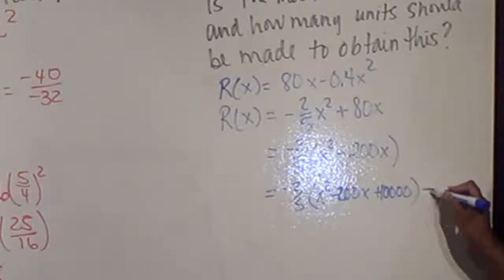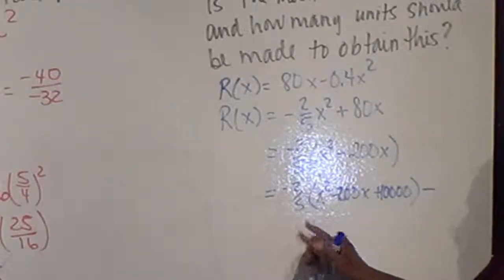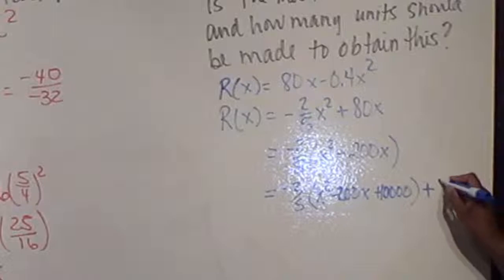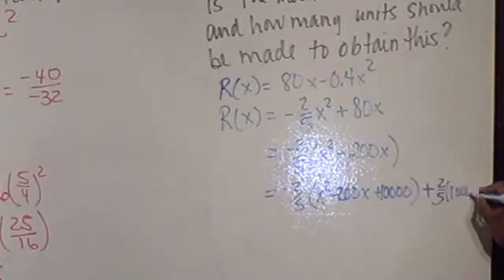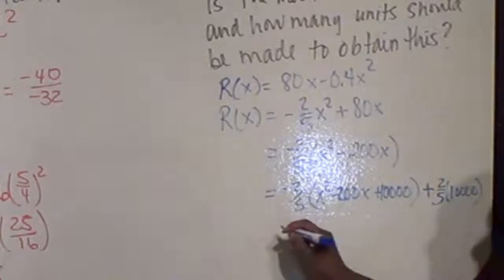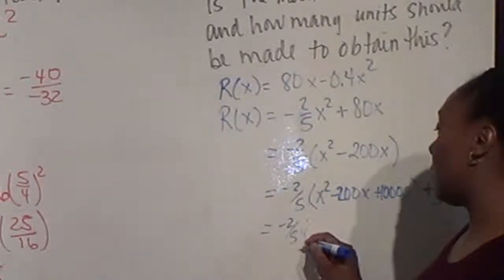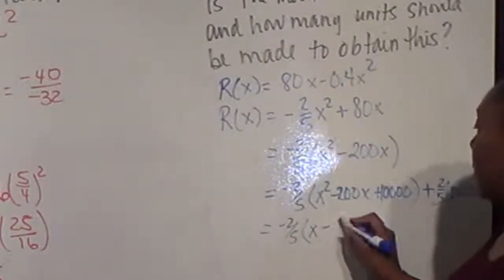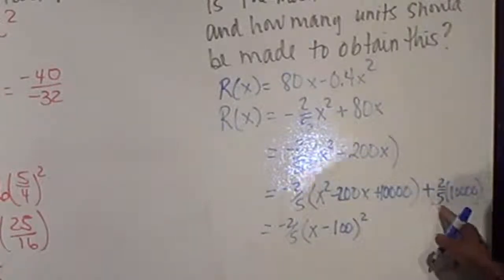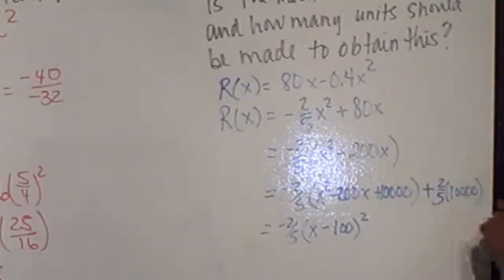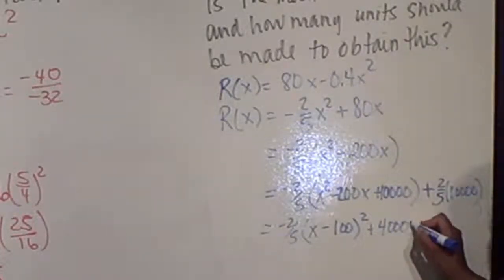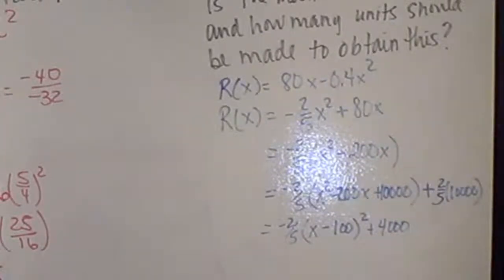And again, up here, because I've added 10,000 times the negative 2/5, I'm going to need to add 10,000 times 2/5. So negative 2/5. Here I'm going to go ahead and rewrite. So again, square root of the first term minus square root of the last term. And then over here, I can go ahead and simplify. I can divide out by 5, which makes it 2,000 times 2, which is 4,000. Okay. So from here, there's my R of X in its standard form.